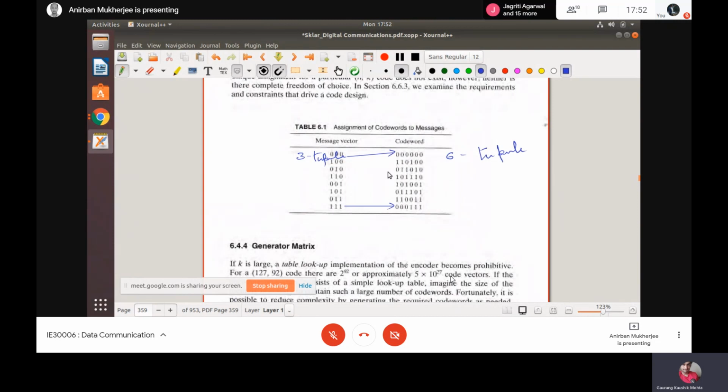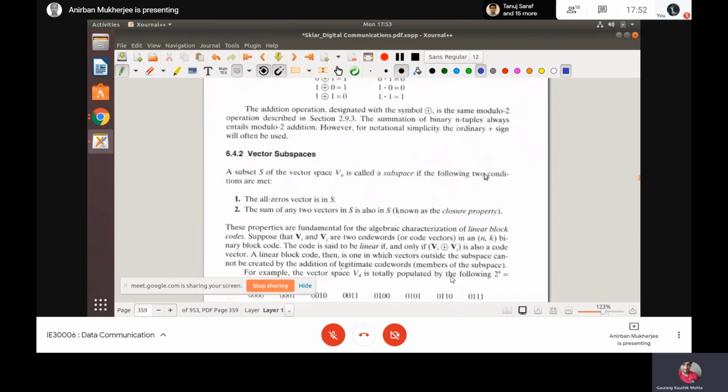Now this is a subset of all possible 2 to the power 6 tuples. So what are all the possibilities? All zeros to all ones. But I have not used all 2 to the power 6. 2 to the power 6 means how much? 64. But I have used only 8. So I have used 8 6-tuple sequences from all possible 64 6-tuple sequences.